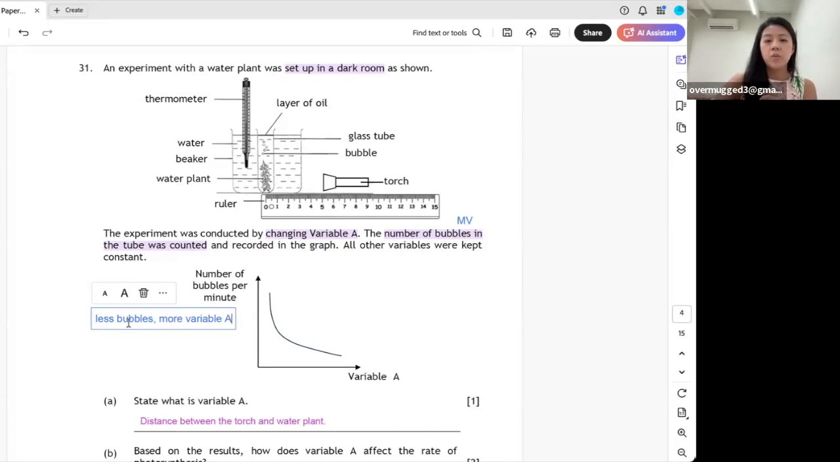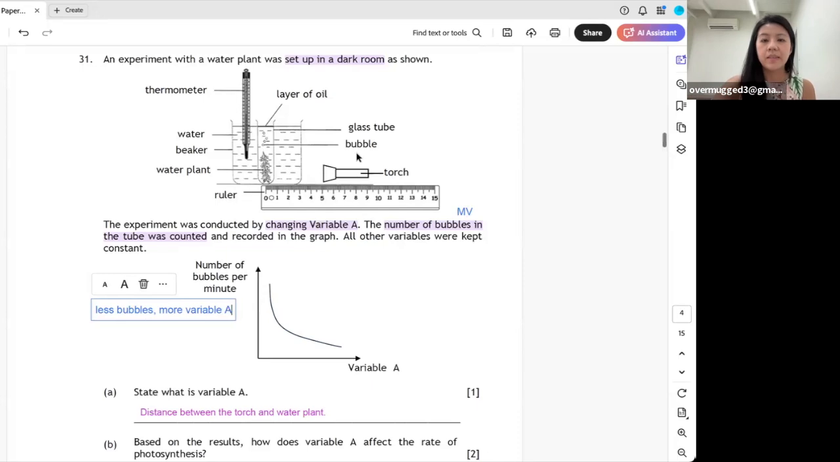So what happens here is that it is likely that the torch is moved backwards, the plant receives less light, and then less photosynthesis occurs, okay? So state what is variable A. It is the distance between the torch and the water plant, okay?